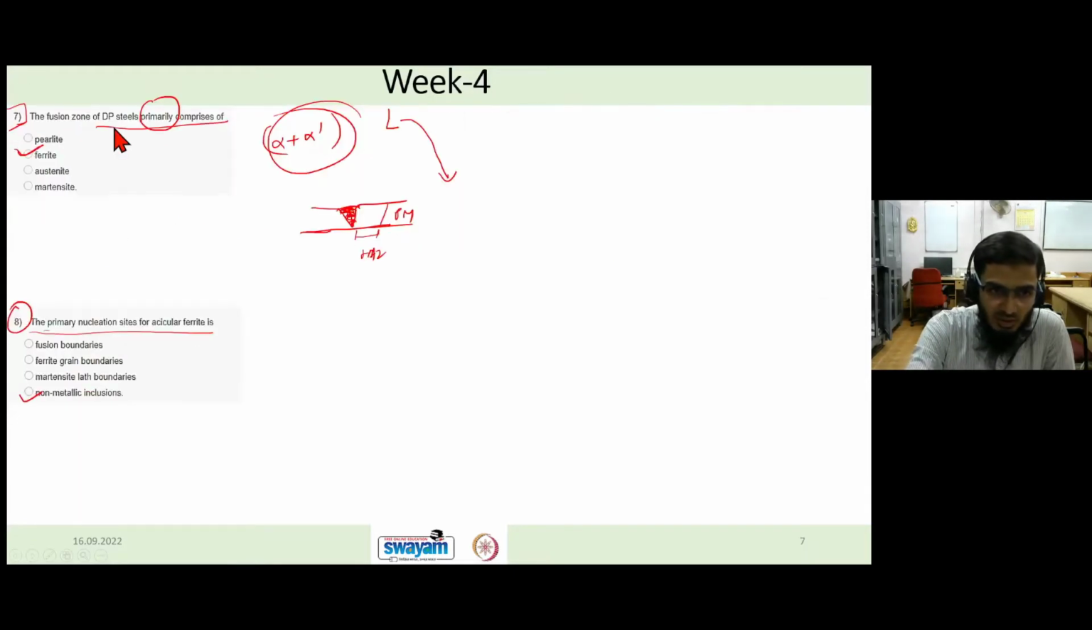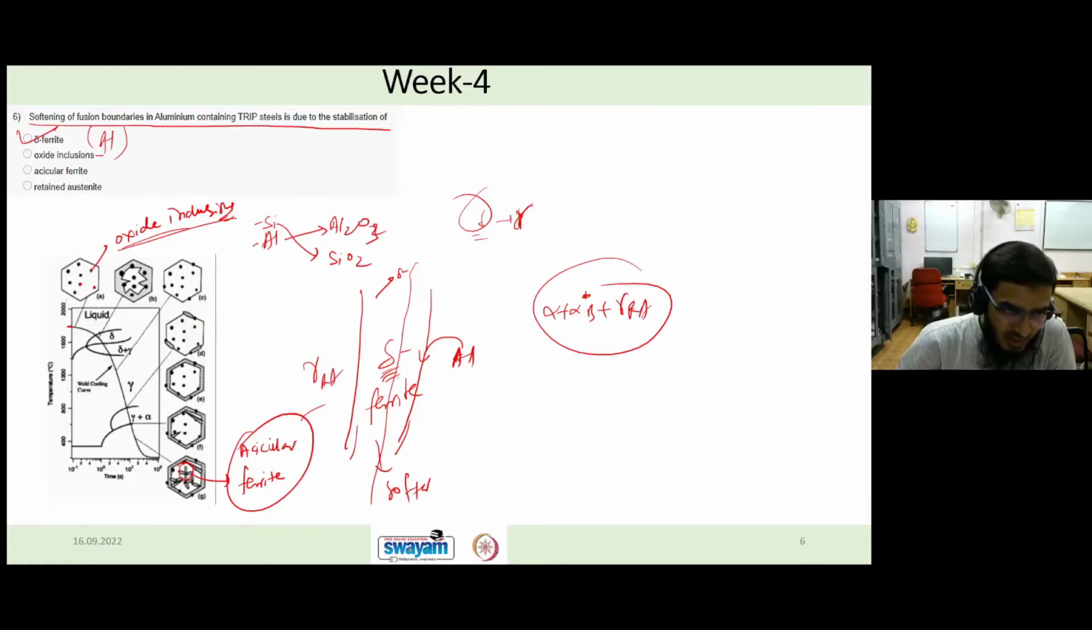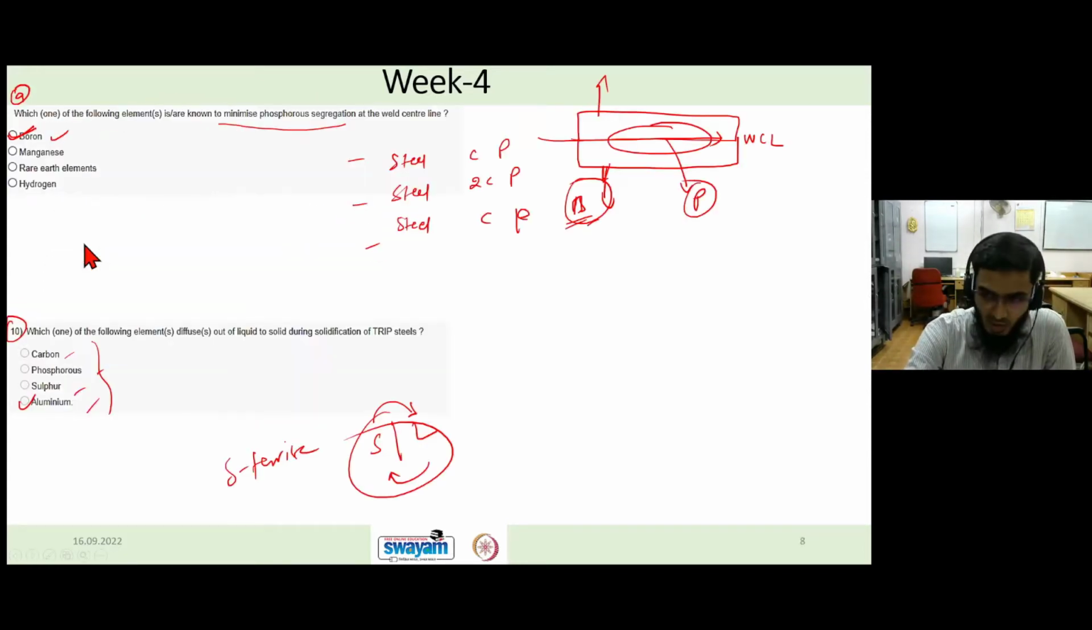As you can see, the first thing that forms is inclusion. So if you go back to this cooling curve, the first thing forming in the liquid is, you can see, inclusion. These are the oxide inclusions. The oxide inclusion in aluminum containing steel is Al2O3. So first Al2O3 will form, then delta ferrite to austenite, austenite to complete austenite, then lower ferrites. But you can see the end product is acicular ferrite, and this acicular ferrite is forming on the inclusion itself. So the first nucleation will be of oxide. I hope it is clear.